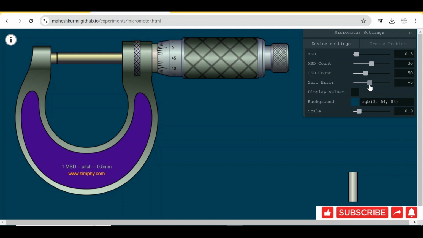Now I made it as, you can see 0, right? Right, perfect. Now here you see how many divisions. Now your circular scale 0 is below the main scale 0. Here is the main scale 0 and here is the circular scale 0. Circular scale 0 is below. You are getting some extra value. Can you see some extra value in the main scale?